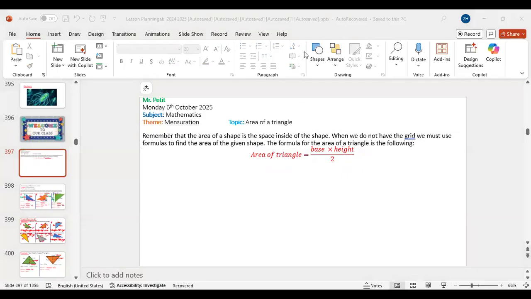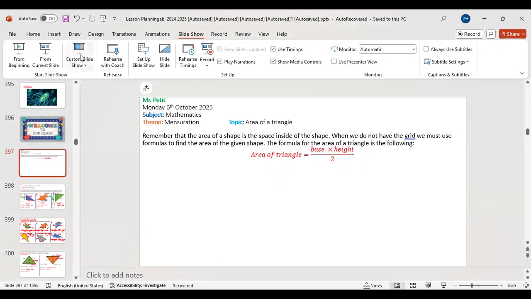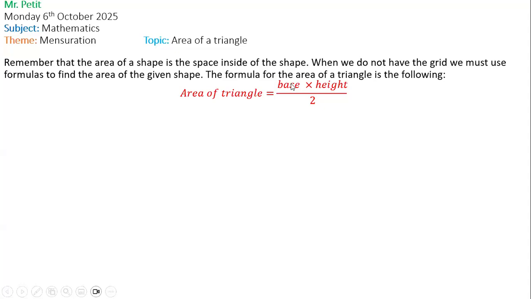Now, it's very important for you to know what is the base and what is the height. The base is always perpendicular to the height, so they form a right angle with each other. All right, just remember that. Let's go ahead and do a few examples with this.